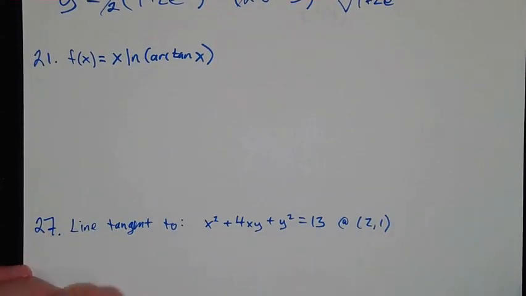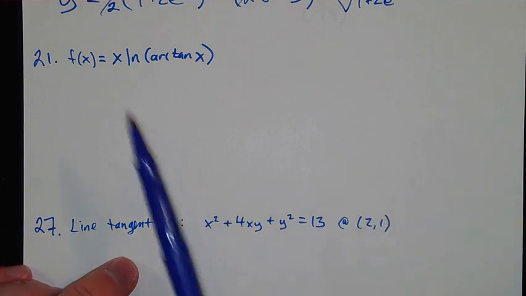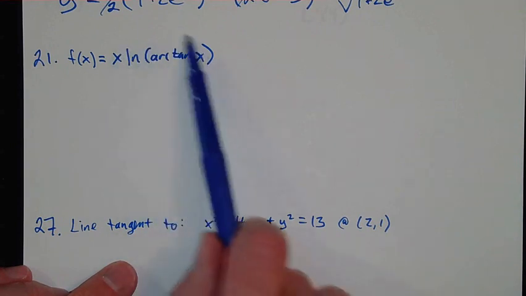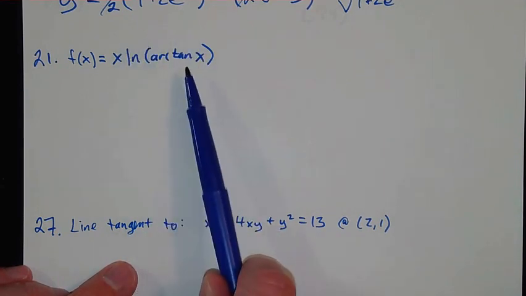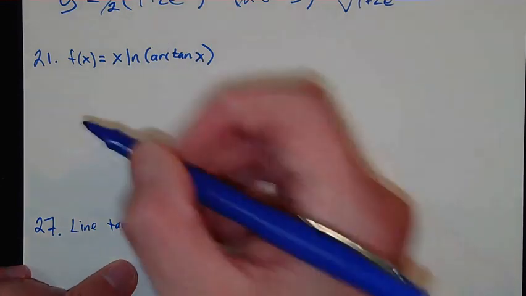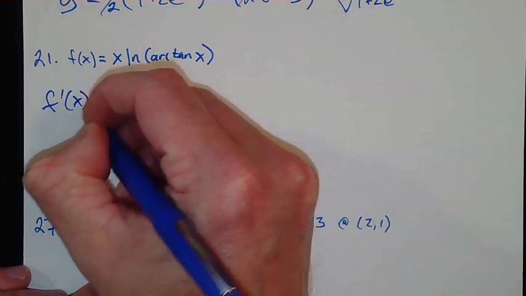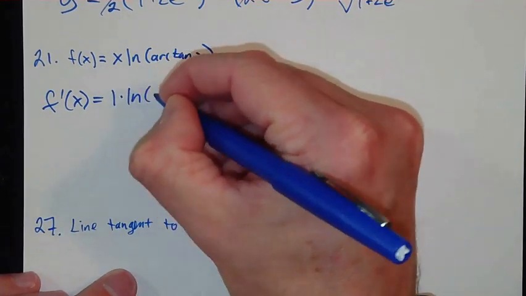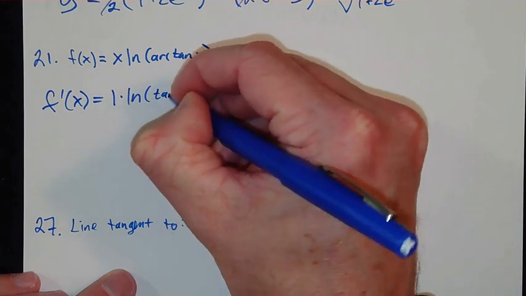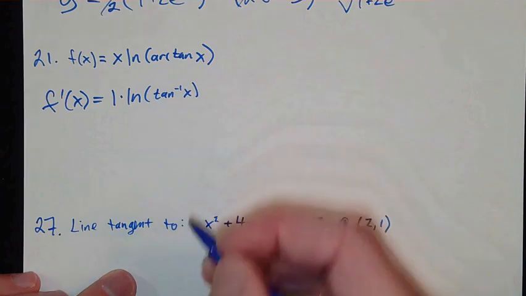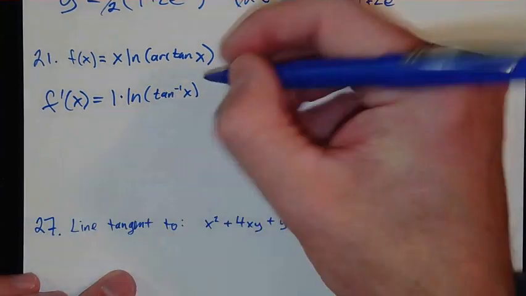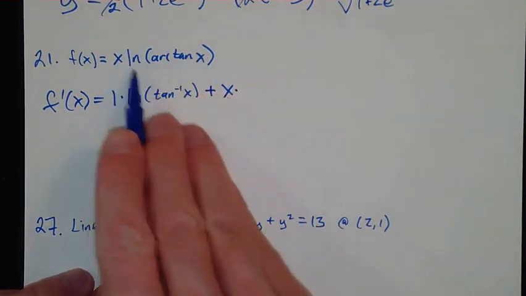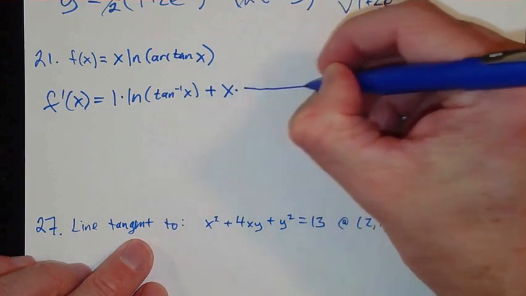Let's see, question 21. What jumps out at me here is that I've got a function times a function. This is product rule. And then this part of it, this natural log of the inverse tangent, will be a chain rule. So that'll be the tough derivative. We'll save that for the end. I'll start with the derivative of the first. That's just 1 times the second. I'm going to write this as inverse tangent of x. So the derivative of the first times the second plus the first times the derivative of the second. Here we go. The derivative of the natural log of something is 1 over the something.